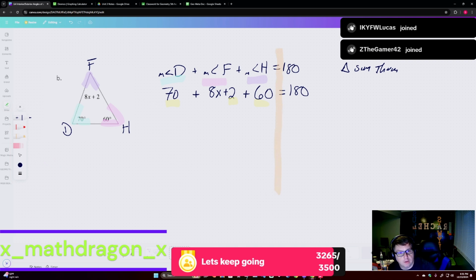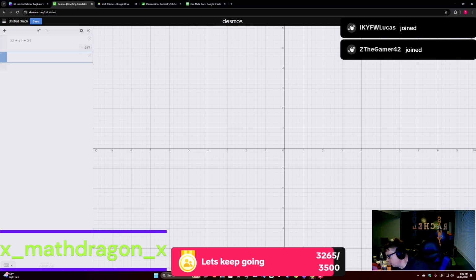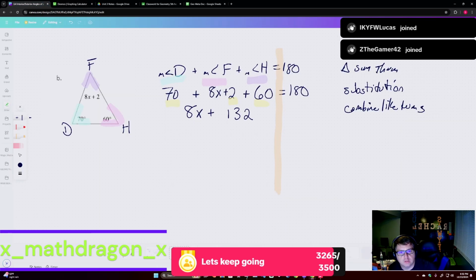Okay, so this line we're going to call substitution. Then we are going to take our yellows and combine like terms. So we still have our 8x. That's not going to change, but we're going to do 70 plus 60 plus 2 and get 132. It's going to be equal to 180.